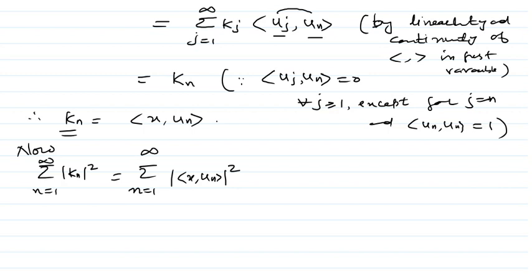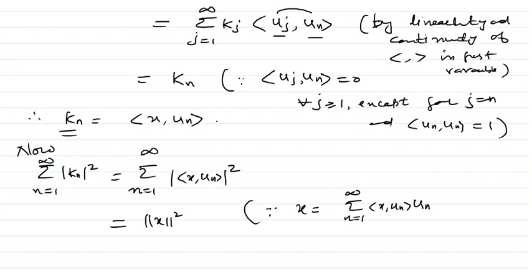But we know that whenever x is equal to the series, this is equal to norm x square. This is equal to norm x square because, why? Because x is equal to the summation n runs from 1 to infinity of kn un. What's the value of kn? Kn is the inner product of x and un. So you can see Bessel's inequality.